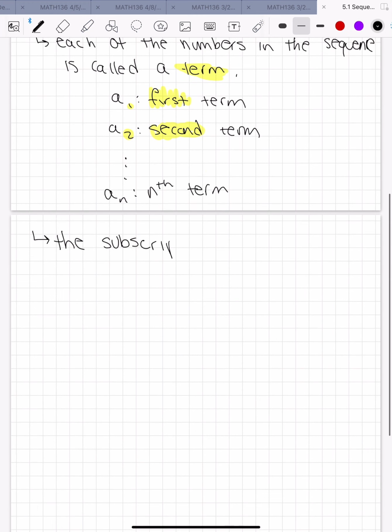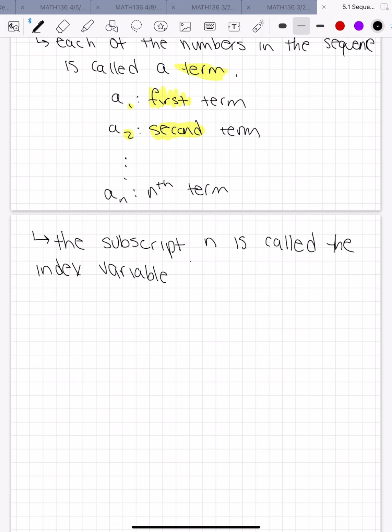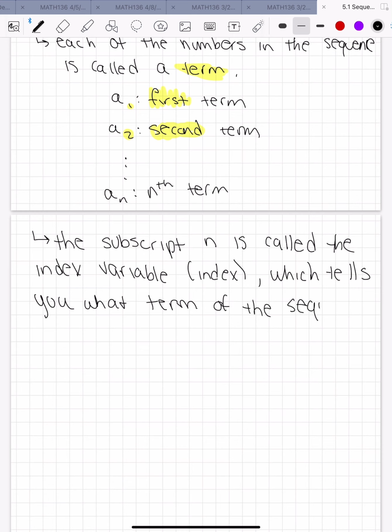So the subscript n is called the index variable, or simply just the index, which tells you what term of the sequence you're on.